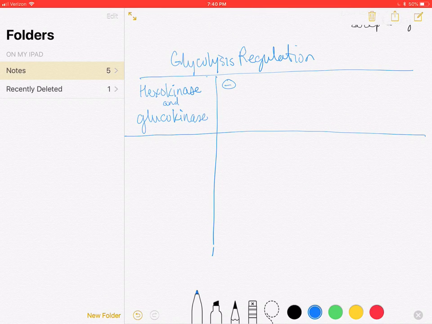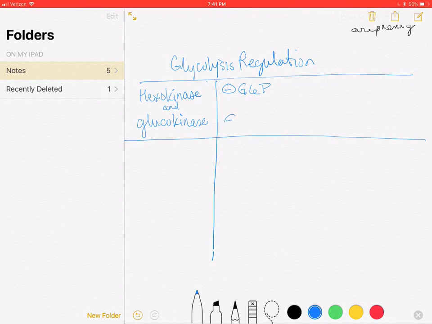So hexokinase is mostly in muscle, and it is inhibited by its product, so feedback inhibition. Glucokinase is not regulated by glucose 6-phosphate. It is regulated by phosphorylation. If a kinase puts a phosphoryl group on it, it'll be slowed down. So that's in the liver only. And hexokinase is found both in the liver and in muscle, but not very much in the liver.